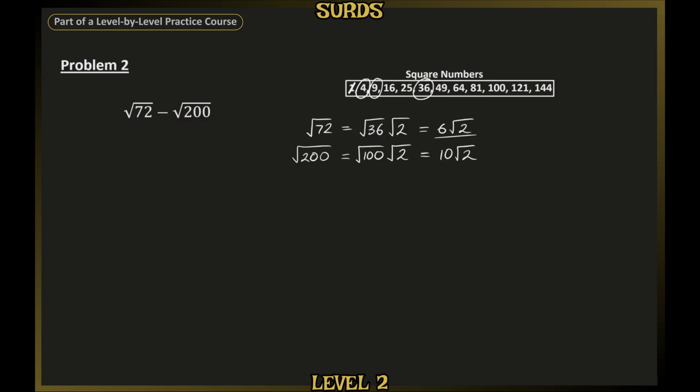So going back to our original sum, we have the square root of 72, which we can write as 6 root 2, minus the square root of 200, which we can now write as 10 root 2. Now 6 minus 10 is minus 4, so 6 root 2 minus 10 root 2 is minus 4 root 2. And that's our final answer to problem 2.